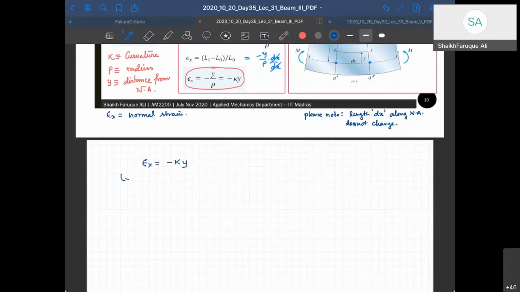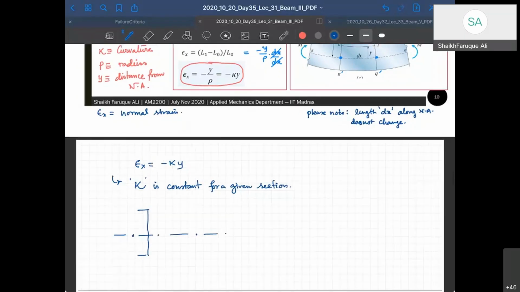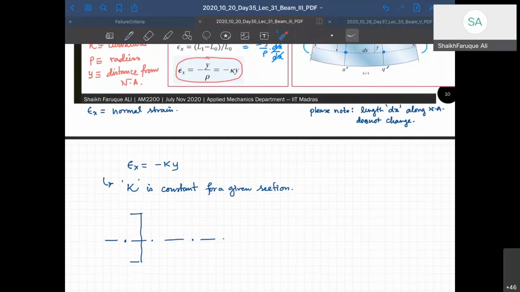Now kappa is constant for a given section. Okay, therefore if I have a given section here and it looks like this, then normal strain is going to vary like this, right? So this is along this direction and these are along this direction.